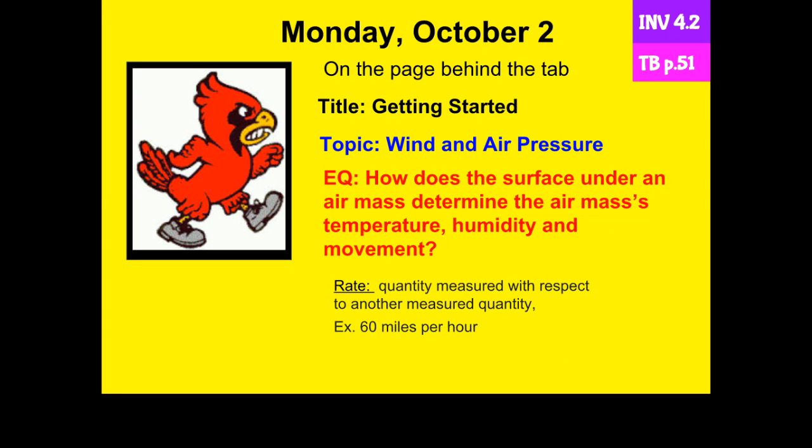Today is Monday, October 2nd. We're going to start getting started with lesson 4. Lesson 4 is all about wind and air pressure, and our essential question is, how does the surface under an air mass determine the air mass's temperature, humidity, and movement?